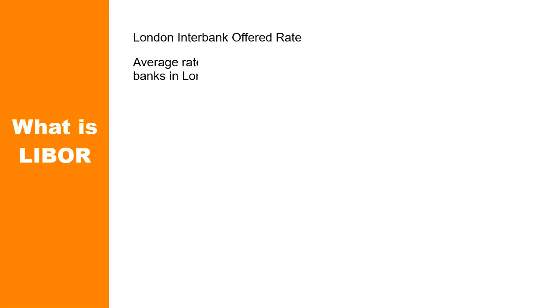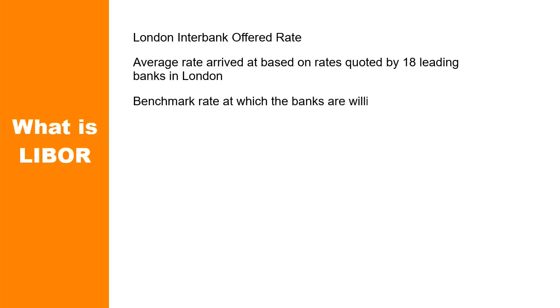Libor stands for London Interbank Offered Rate. It is an interest rate average calculated from estimates submitted by leading banks in London. It is a benchmark rate at which major global banks would lend to each other in the interbank market. Libor as a benchmark was first used in 1986.